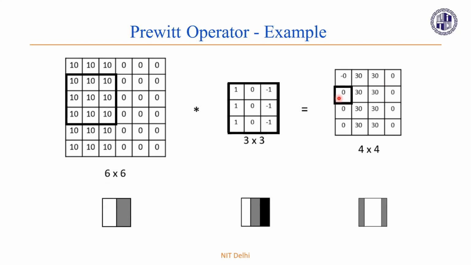Now for the first column and second row, we will take this image part. So here is the edge which we have to determine. After calculating it, we will get values like 0, 30, 30, 0, 0, 30, 30, and again 0. So we are determining this area where the edge is present. So here we have detected the edge using the Prewitt operator.